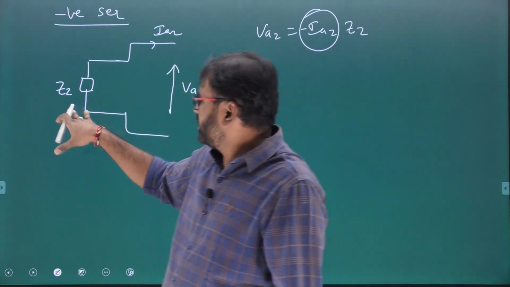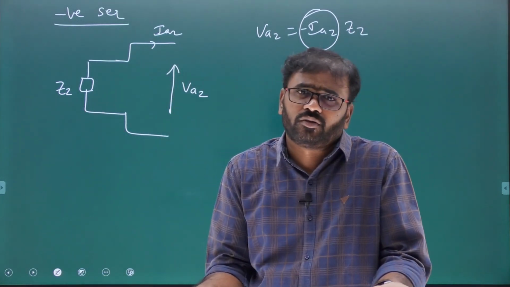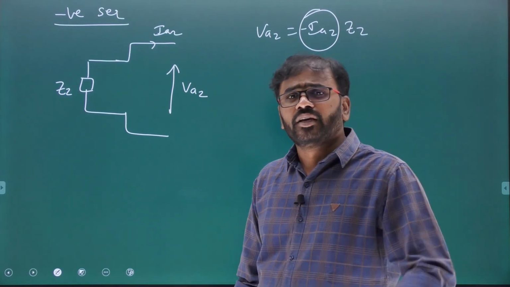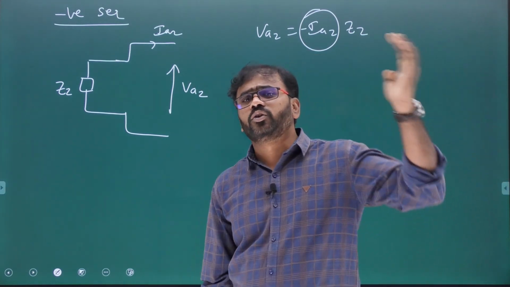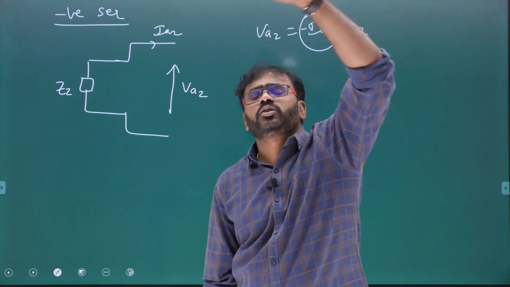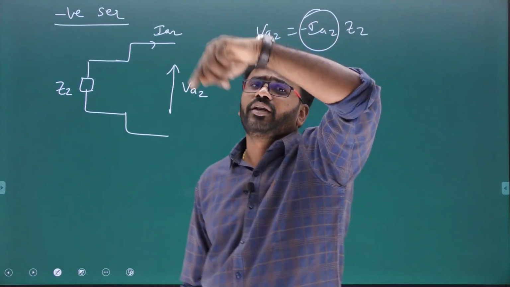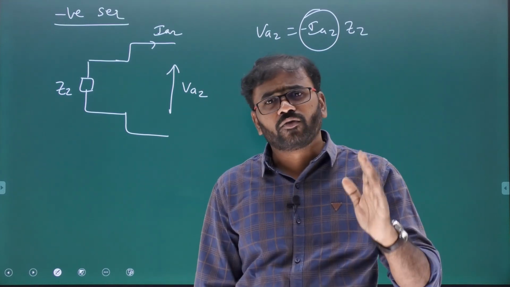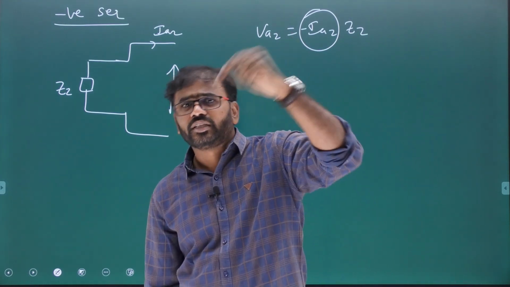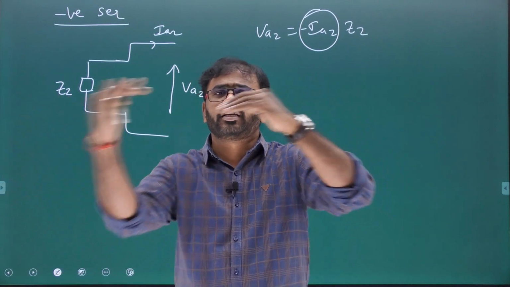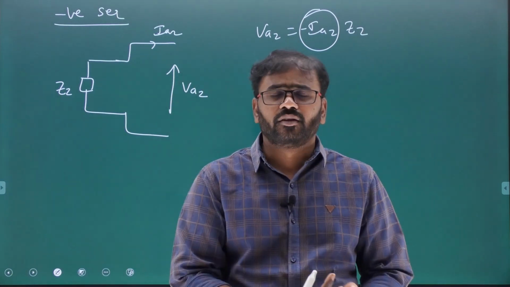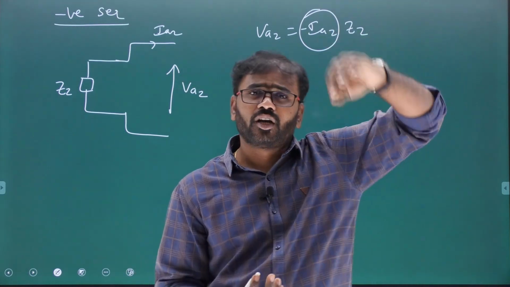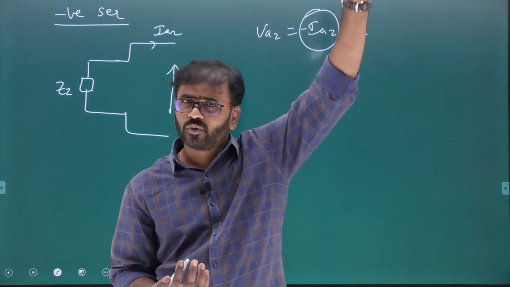Generally VA2 has some value, but inside the generator the voltage for negative sequence is not there. Just now we discussed that generated voltage for negative sequence is 0. That's why negative sequence current is always going into the generator from the fault location, but positive sequence current goes from the generator to the fault location. Even zero sequence current goes from the fault location into the generator. That means positive and negative sequence currents flow in opposite directions, correct or not?